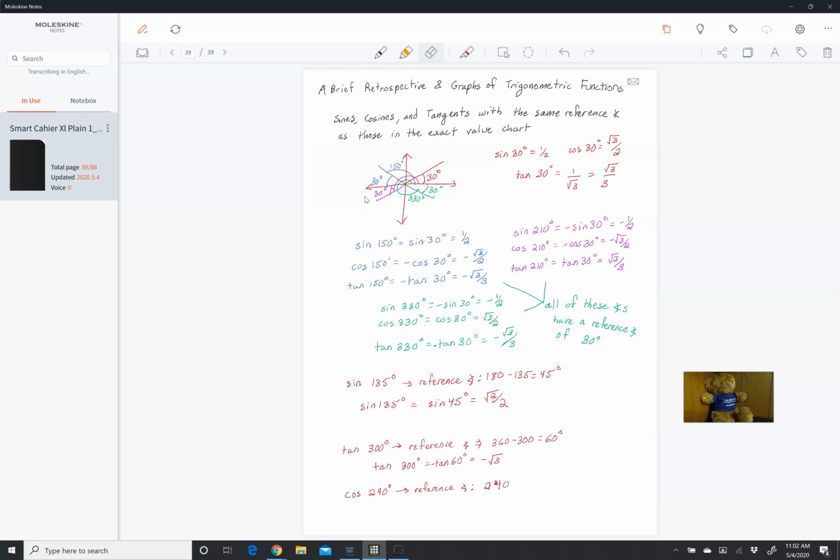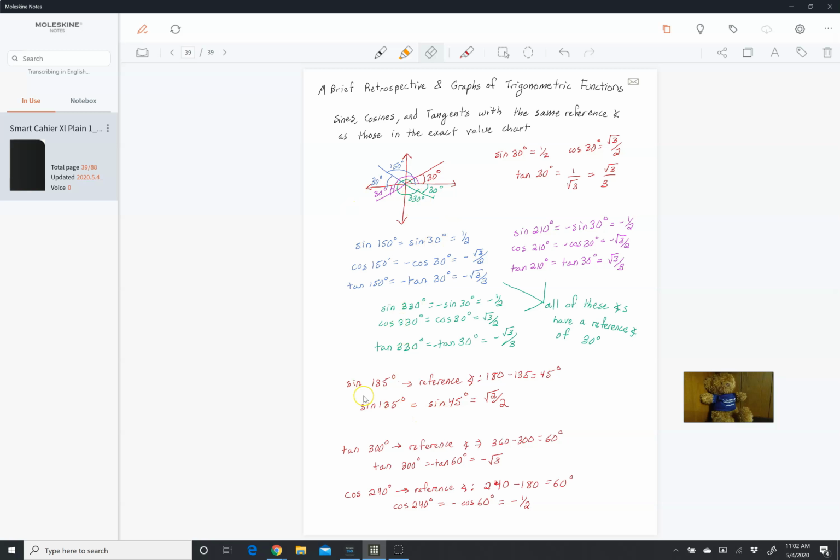240 minus 180 gives us 60 degrees. So we're saying that the cosine of 240 degrees is equal to the cosine of 60 degrees, but it's negative because in quadrant 3, cosine is negative. So the cosine of 60 is 1/2. So that means that the cosine of 240 is negative 1/2. So we have a lot of angles that we could figure out.